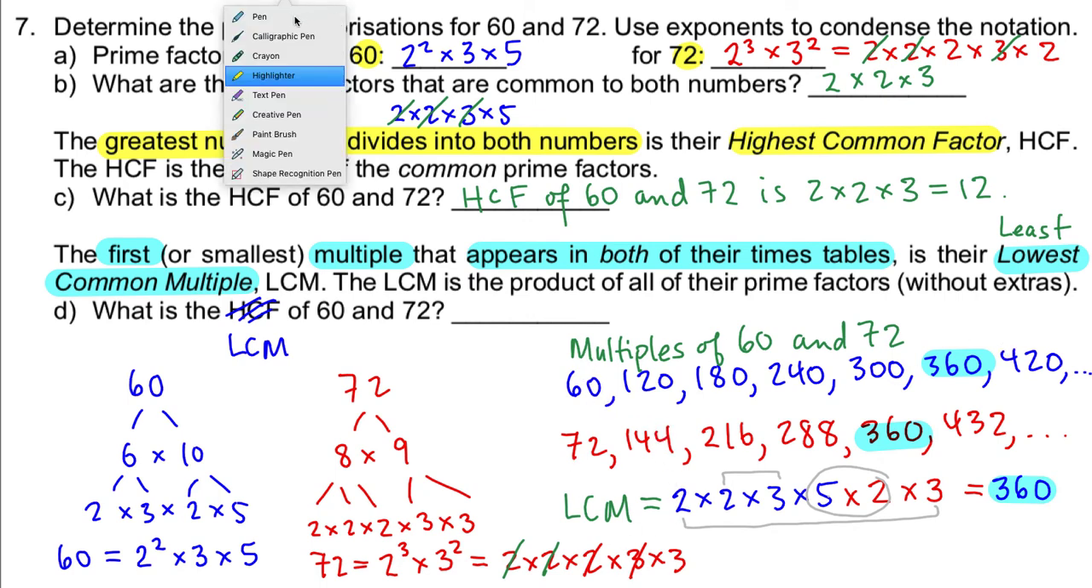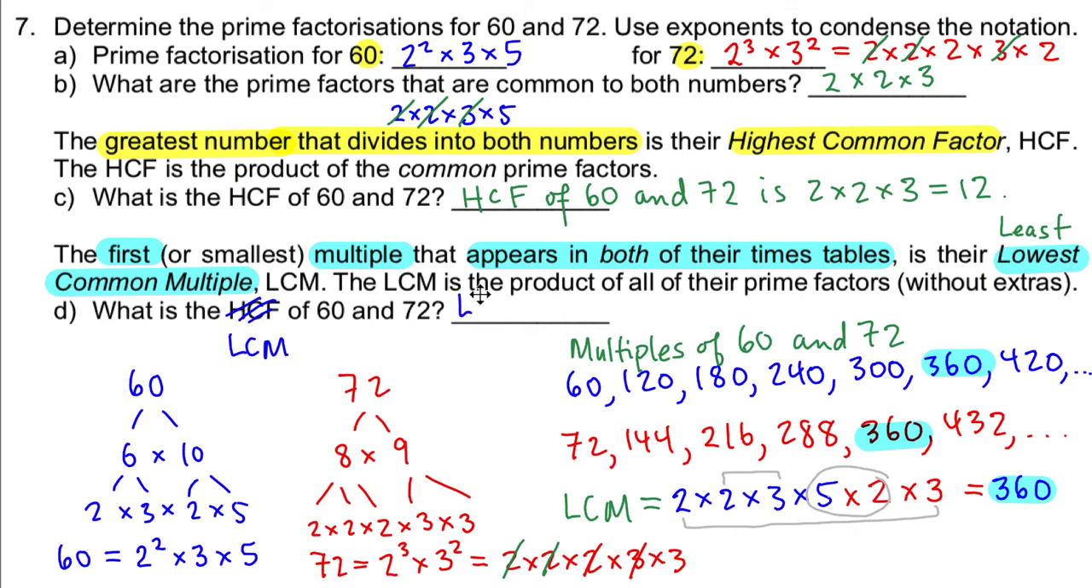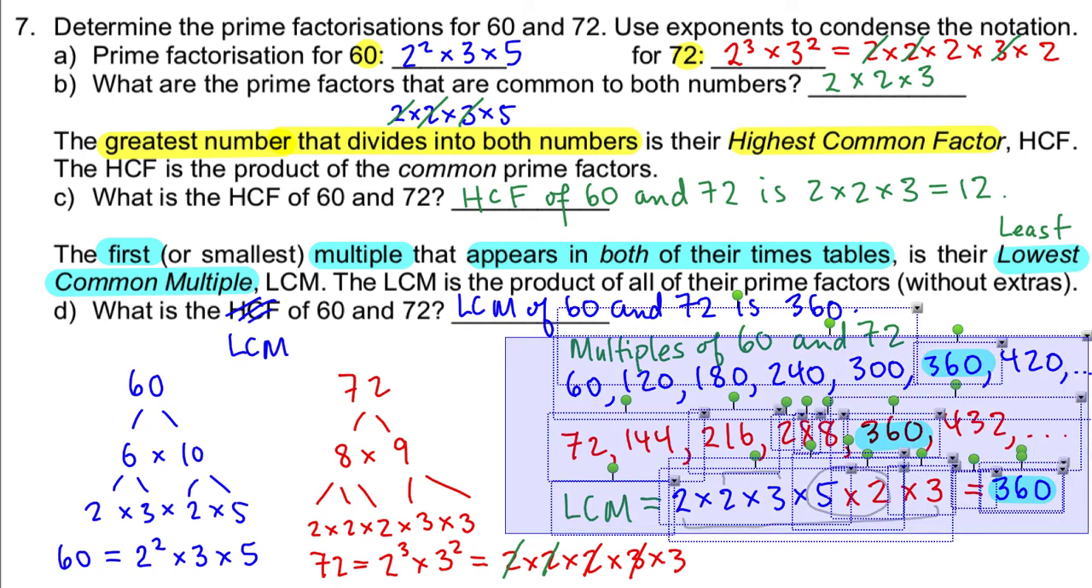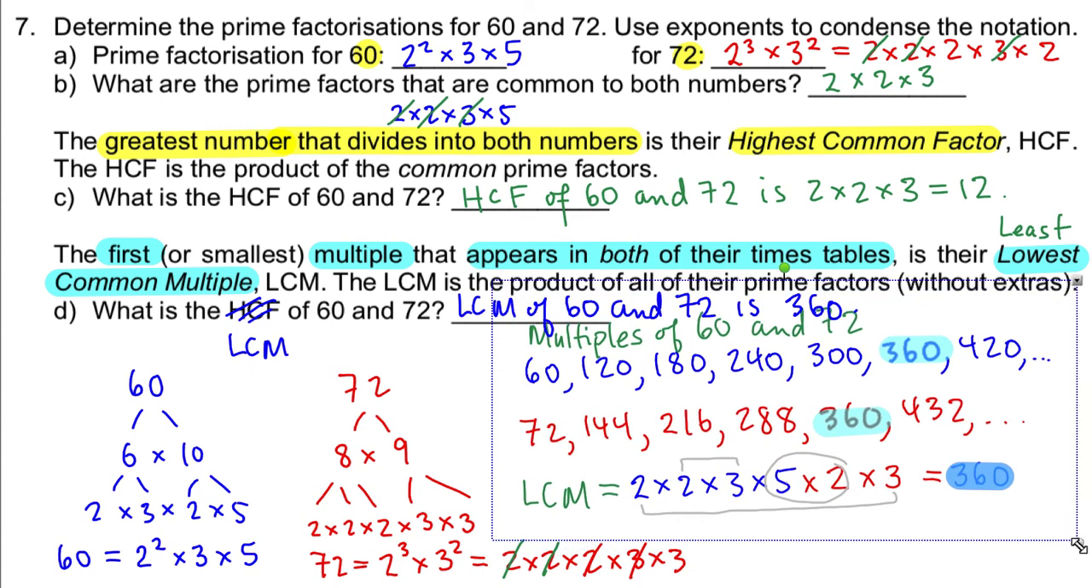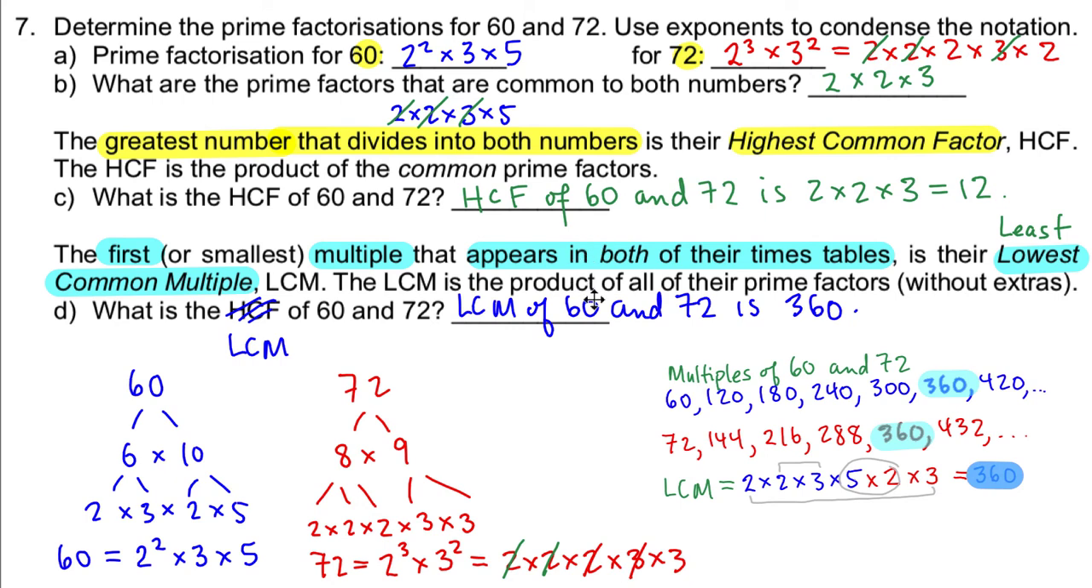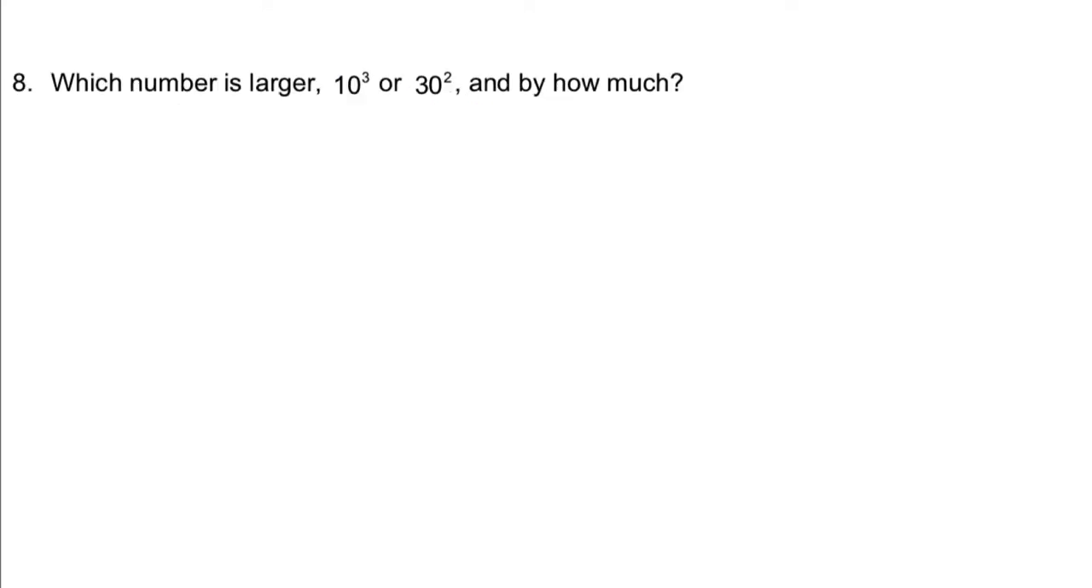So we will say that the lowest common multiple of 60 and 72, I think I said 70, 72, is the number 360. So this is a very nice systematic approach that you can take from the prime factors to figuring out two important numbers in dealing with patterning: the highest common factor and the least or lowest common multiple.